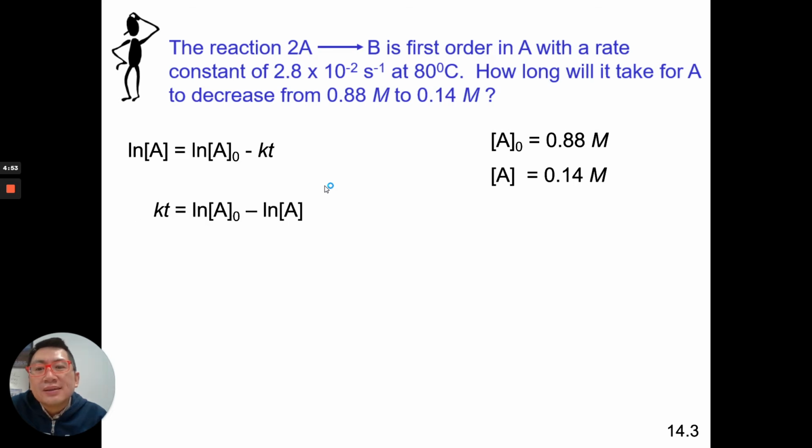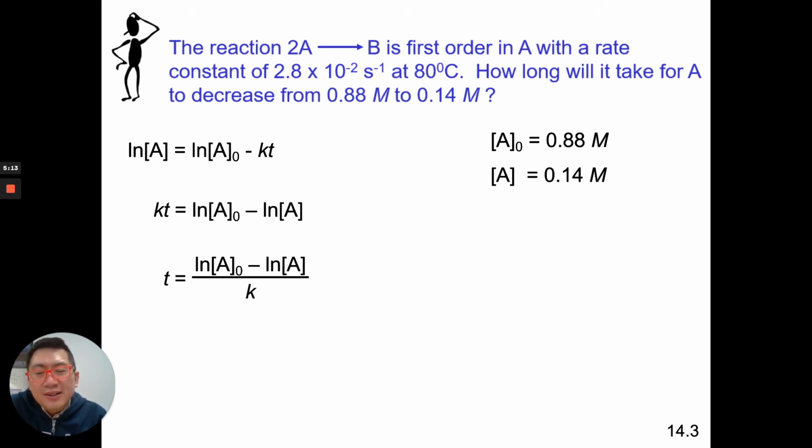So, okay, this is just mathematically. Subtract natural log of A naught from both sides, but also bring the negative sign over. So K times T is equal to natural log of A naught minus natural log of A. I'm solving for T, so divide both sides by K.